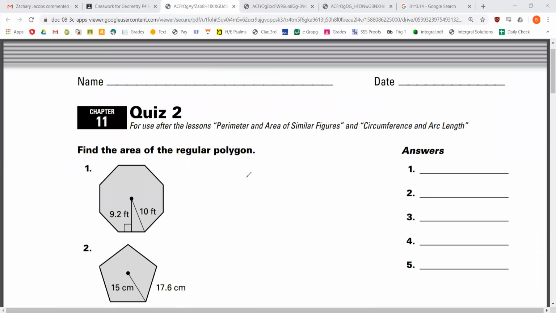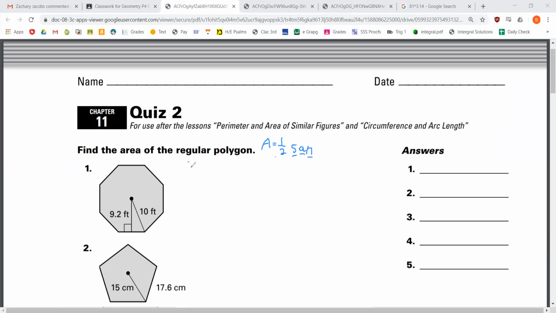All right. So 1, 2, and 3. Let's find the area of a regular polygon. Let's talk about the formula first. The formula for an area of the regular polygon is 1/2 times S times A times N. S is how big each side is. A is how big the apothem is. And N is the number of sides. So we need 3 separate variables in order to do this.